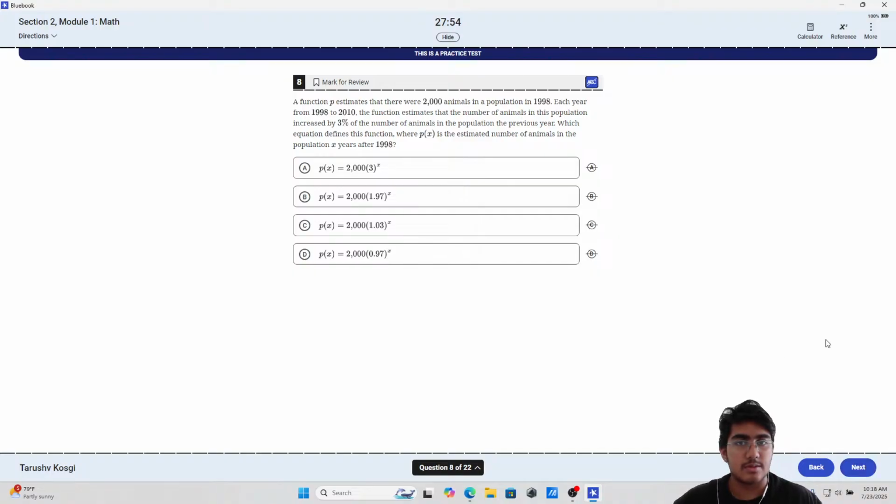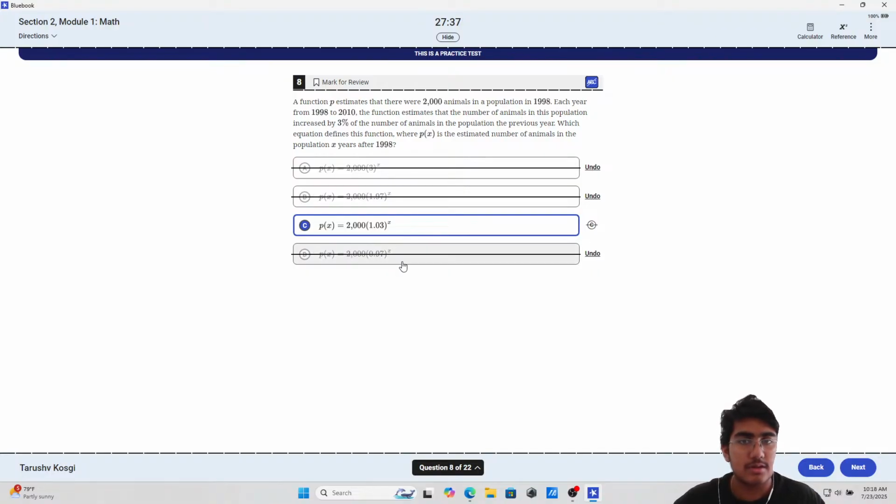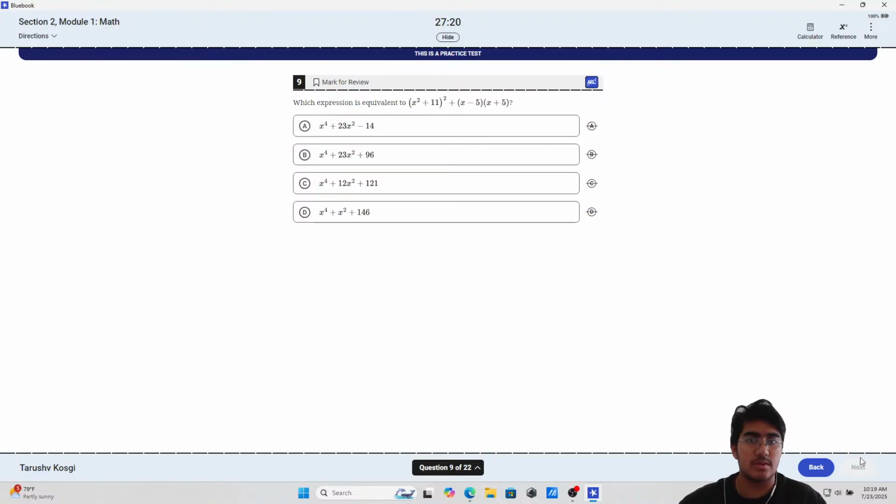Function P estimates there were 2,000. So it's like a standard formula here. So it increased by 3%, so it's going to be like this. Not these. This would be decreased by 3%. This would be increased by, or 97, or no, 97%. This is 200%. So yeah, it's this one.